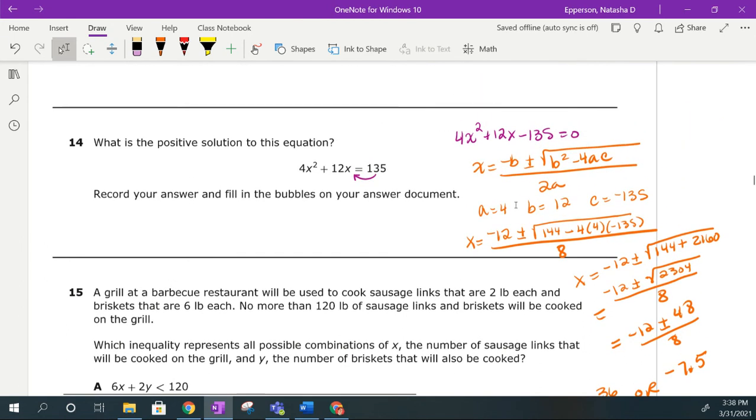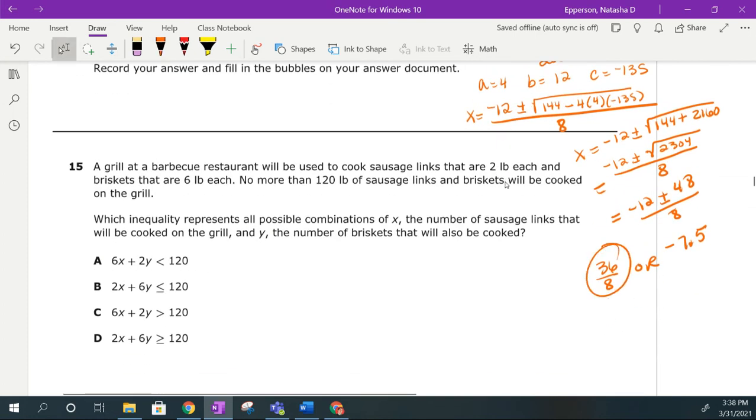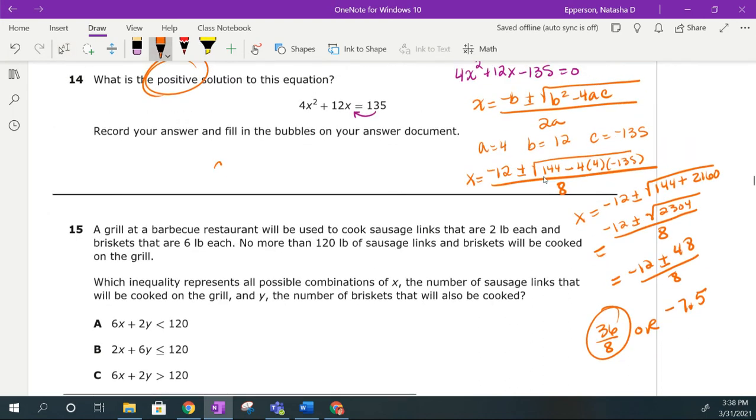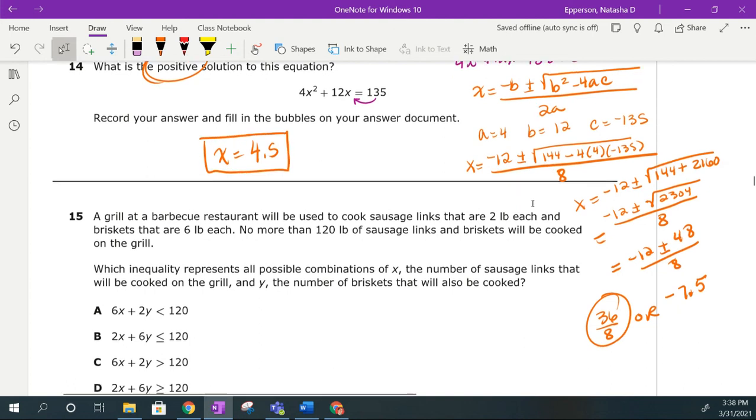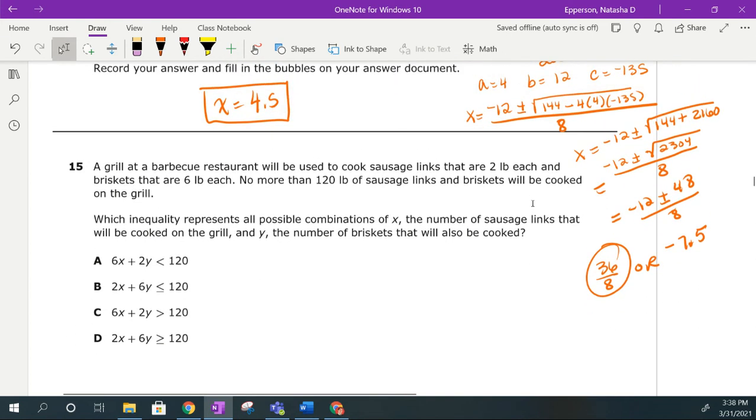It tells us to give the positive solution. So that means 36 divided by 8 gives me 4.5. So my solution to this is going to be x is equal to 4.5. Then the last question I'm going to do on this one, and then I will go ahead and stop this video and start the next one.